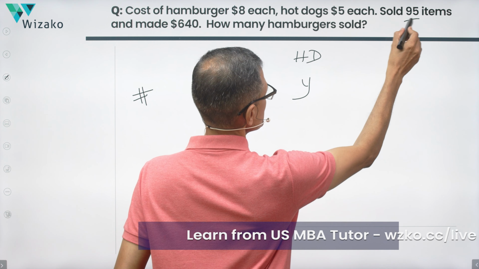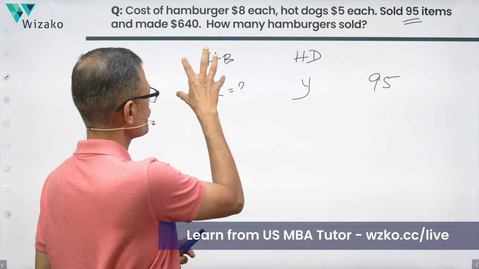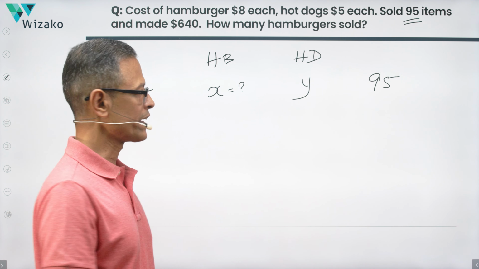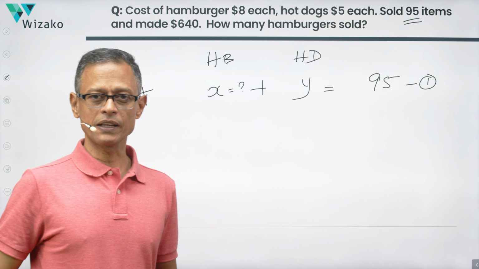How many items did they totally sell? They sold a total of 95 items on Saturday. So number of hamburgers plus the number of hot dogs together should be equal to 95. So X plus Y equals 95. We got the first equation already in place.